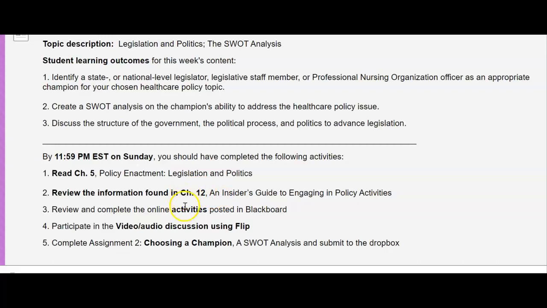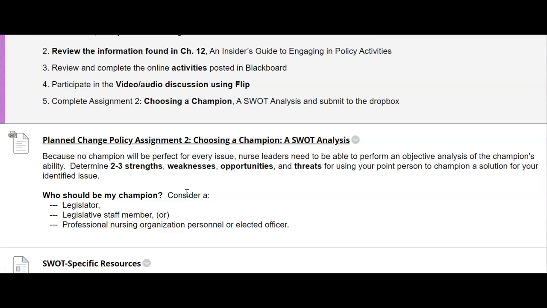Then you're doing the online activities, which include finally participating in a video, or you can choose to turn off your camera and just do an audio discussion using Flip, and I'll talk about that. And you're completing assignment 2, which is choosing a champion, and then a SWOT analysis of that champion and submitting it to the Dropbox. So let's talk about how you're going to go about doing this. This is your assignment number 2 for the planned change policy, and you can read the instructions here.